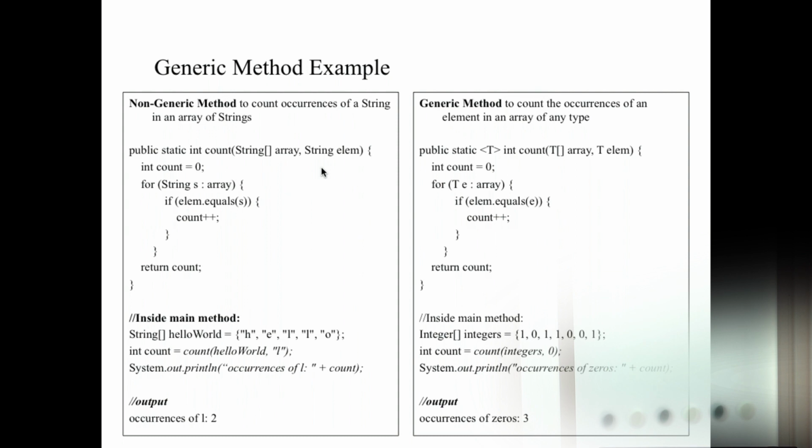On the right side, we have a non-generic method, and on the left side, we have the equivalent generic method. The functionality of this method is that we pass a string and an array of strings, and it counts how many instances of a specific string are in that array of strings. So it's like a counter method.